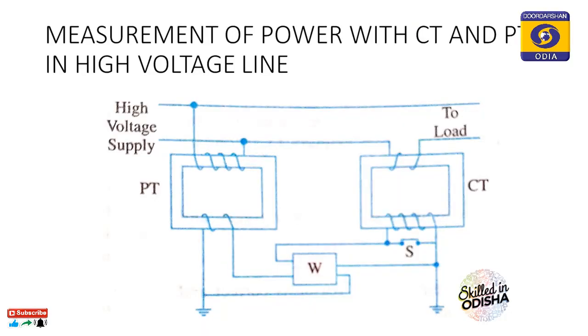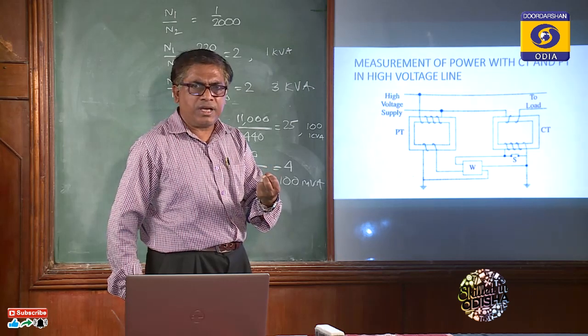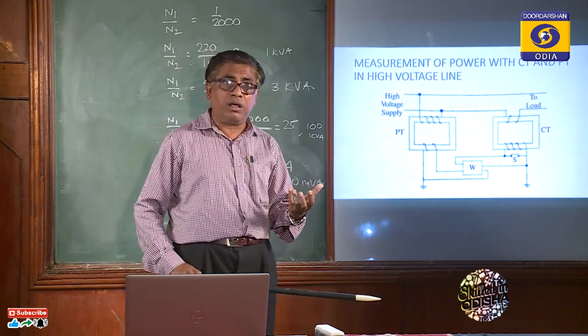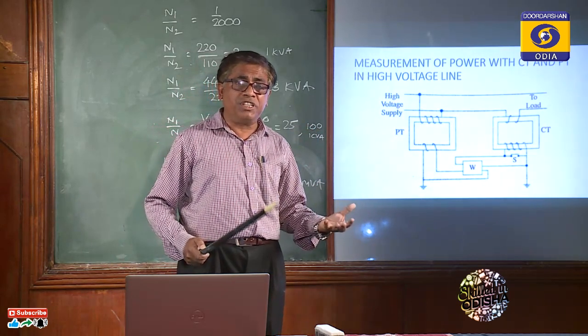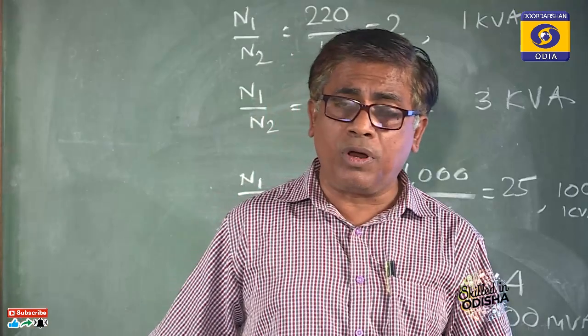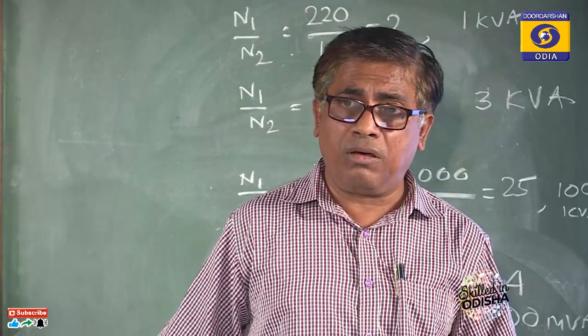So I was telling you, CT is helping measurement of current and PT is helping measurement of voltage and readings. Another major work is there. How can you measure the power? For example, Kotak City, we are drawing 100 megawatt power. Bose campus, around we are drawing 40 megawatt of power.